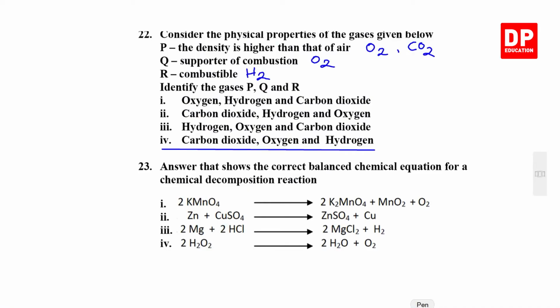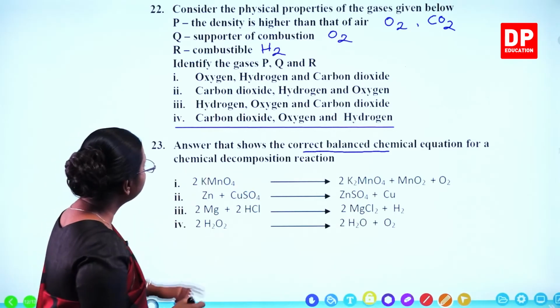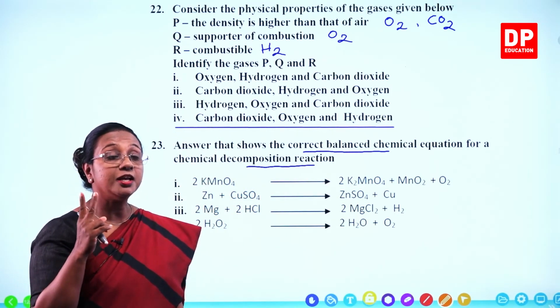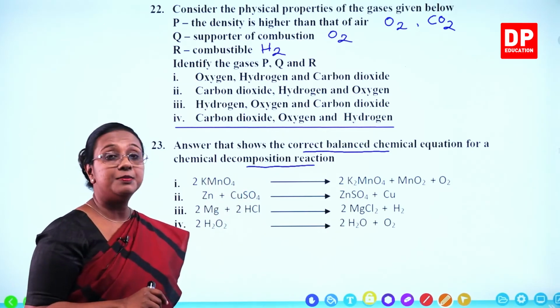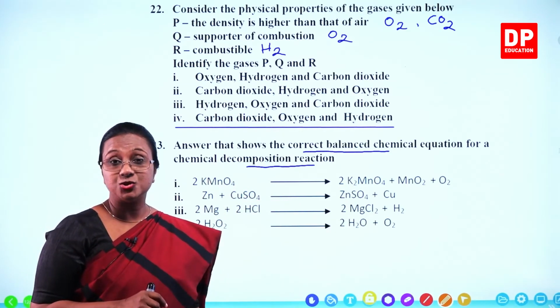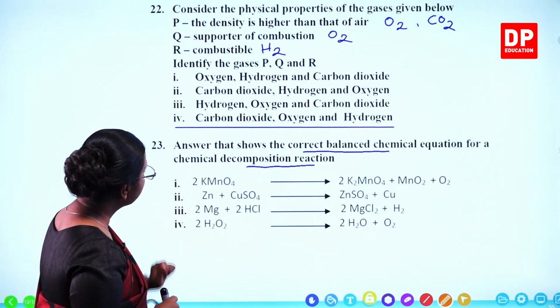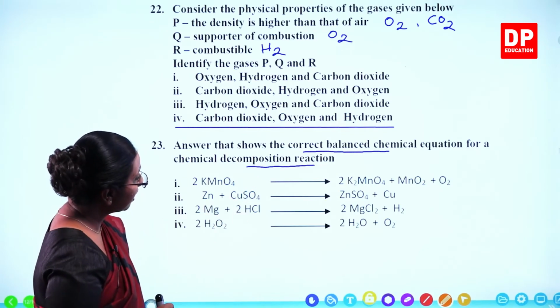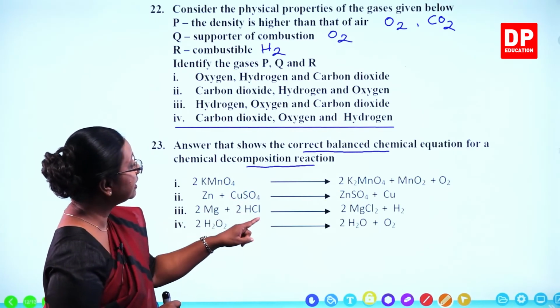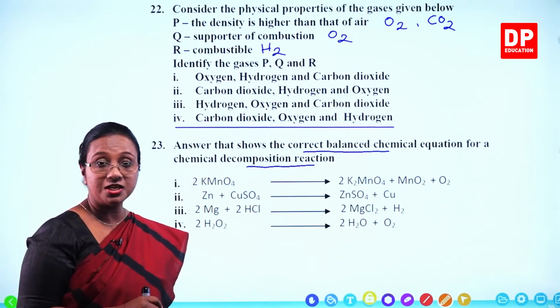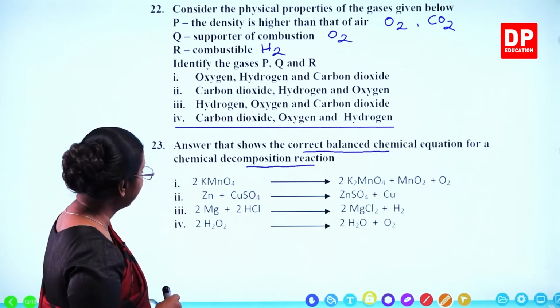Question number 23. Answer that shows the correct balanced chemical equation for a chemical decomposition reaction. So you have to check two things. It has to be a decomposition reaction and it has to be balanced. So look at the answers. First one, potassium permanganate giving rise to potassium manganate, manganese dioxide and oxygen. That is a decomposition reaction. We have to check whether it is balanced or not.